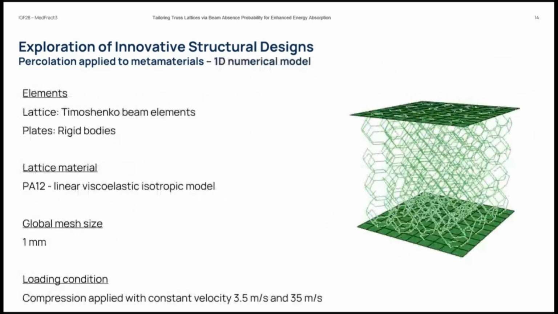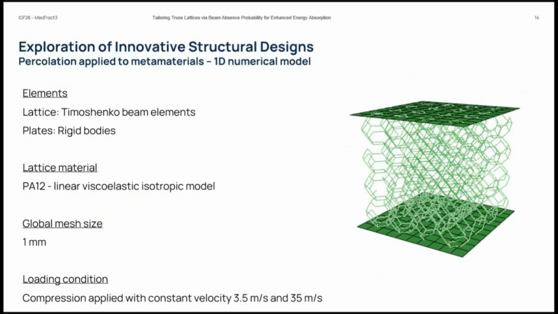And we ran numerical simulations using the framework that I showed you before. So this is the first kind of model you can have. It's fully based on 1D beam elements. It's Timoshenko beam elements. The material we use is a polymeric material because this is meant for bike helmets. So we don't use metals here. It's too heavy. In this case, we use PA12. There's a lot of material models you can use. We just use a linear viscoelastic isotropic model because for metamaterials, the most interesting thing is the geometry, not really the material model.